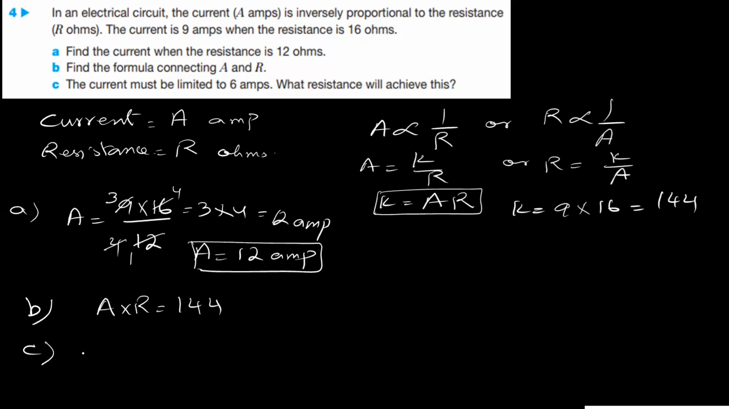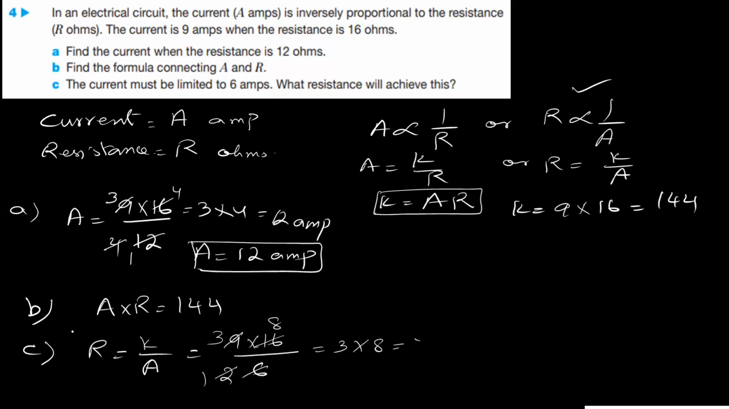Now we know the current and we need to find resistance. So we can take the formula R equals K upon A, because A is given. So K is 9 times 16 upon A, which is 6 amperes. Now 3 times 3 is 9, 3 times 2 is 6, 2 times 1 is 2, 2 times 8 is 16. So 3 times 8 equals 24 ohms. Any confusion? Let me know in the comment box.